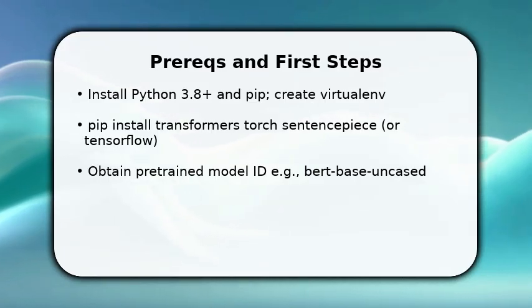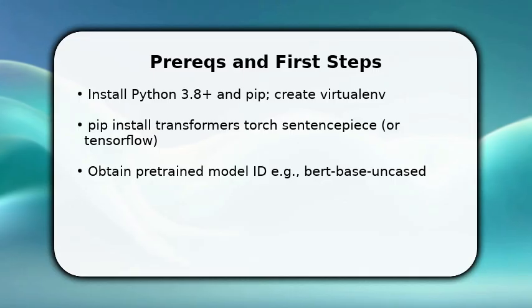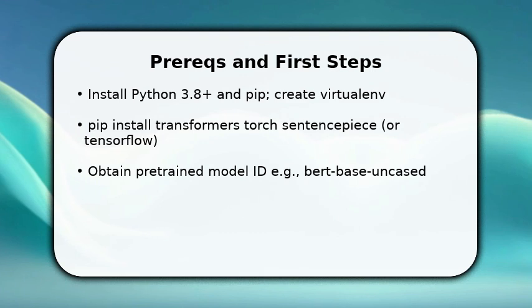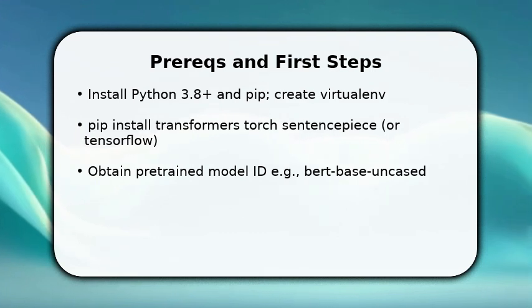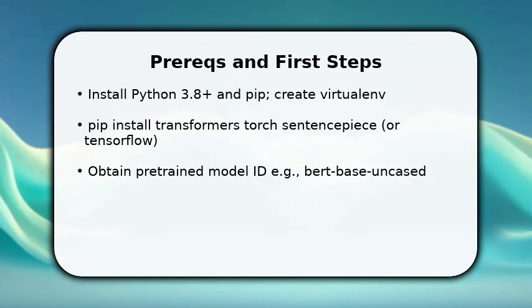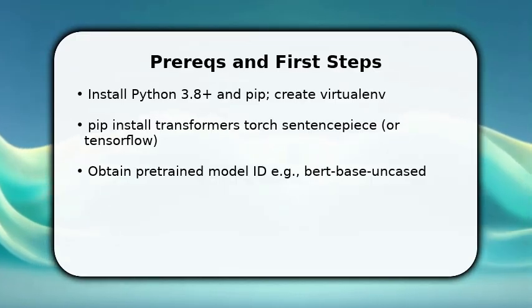Next, choose the pretrained model identifier such as Bert base uncased and download its tokenizer and config. This gives you consistent tokenization and architecture. Make sure to set a deterministic random seed for reproducibility and check available memory. These first actionable steps get you ready to load Bert and tokenize inputs.